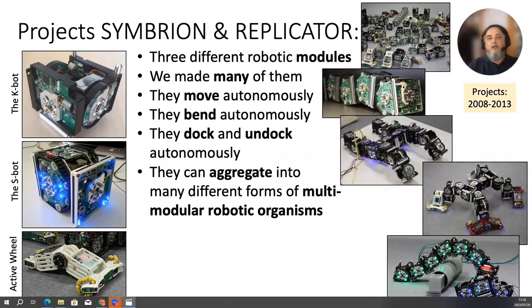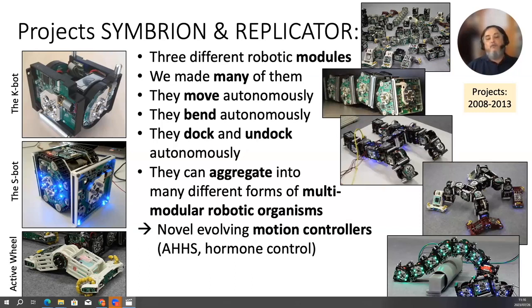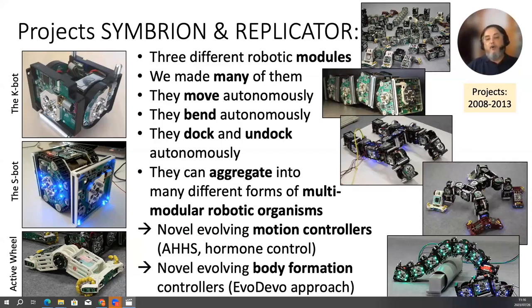You need very special gaits for them, and the question is, how do you have a software control for such a very diverse set of body shapes? You cannot pre-program all of them, and the answer is simple. We used evolutionary computation to grow these robots and to move these robots. And for the motion, we developed as a substrate the AHHS, the hormone controller as we called it, and for the growing part, for the body formation, we used another Evo-Devo approach, which we will not talk about today.